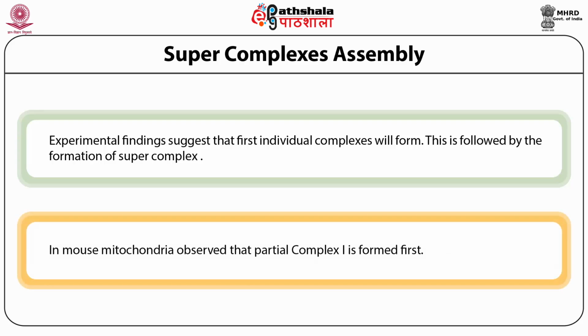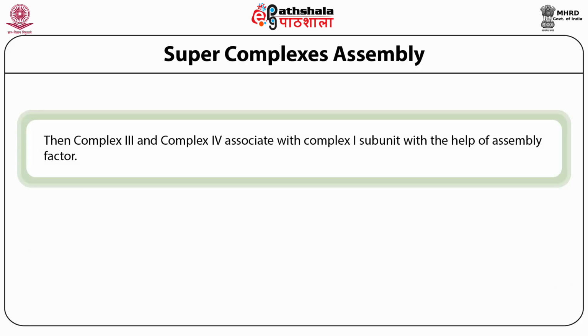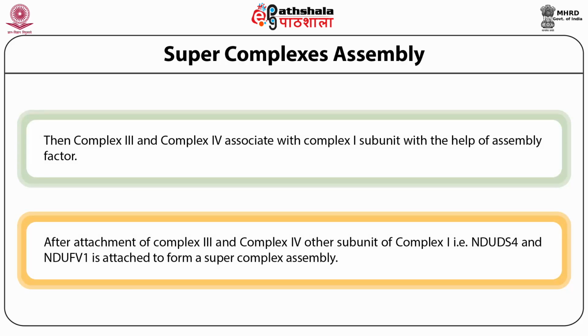In mouse mitochondria, it is observed that partial complex 1 is formed first. The size of that complex is 830 kilodalton. Then complex 3 and complex 4 associate with the complex 1 subunit with the help of assembly factors. After attachment of complex 3 and complex 4, other subunits of complex 1, that is NDUFS4 and NDUFV1, are attached to form the supercomplex assembly. This indicates that supercomplex assembly precedes the formation of individual complexes.